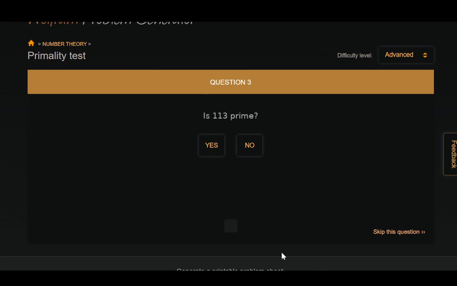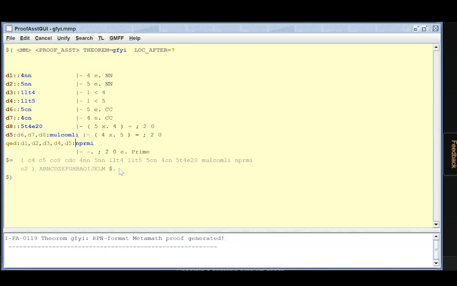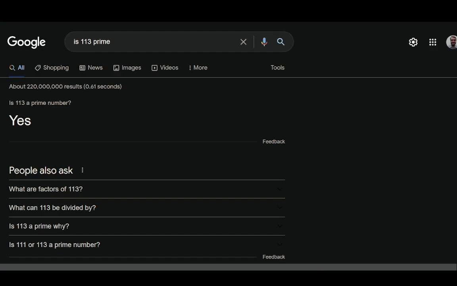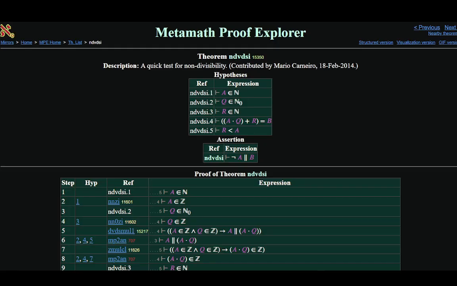Okay, so we have to prove that 113 is prime. So let's get rid of the proof. Let's get this QED going. 113 is prime. And we haven't got any steps so far. Okay. So how do you in Metamath prove that something is prime? So I found a couple of really nice theorems which are going to be very useful.